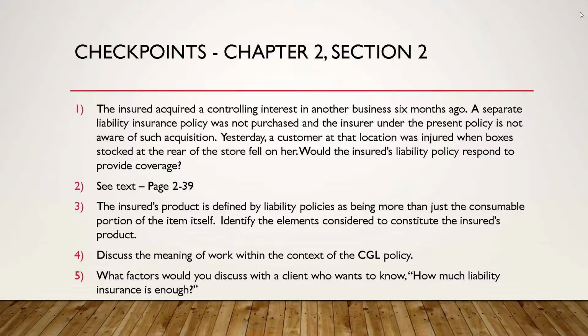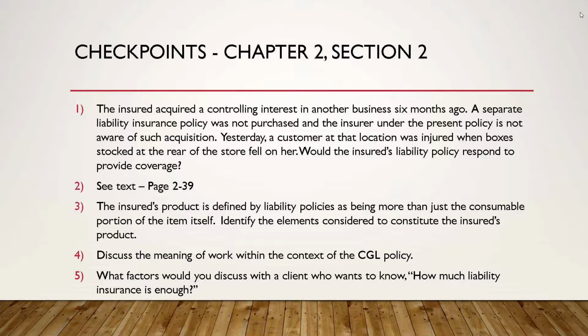Question one, the insured acquired a controlling interest in another business 6 months ago. A separate liability insurance policy was not purchased, and the insurer under the present policy is not aware of such acquisition. Yesterday, a customer at the location was injured when boxes stocked at the rear of the store fell on her. Would the insurance liability policy respond to provide coverage?